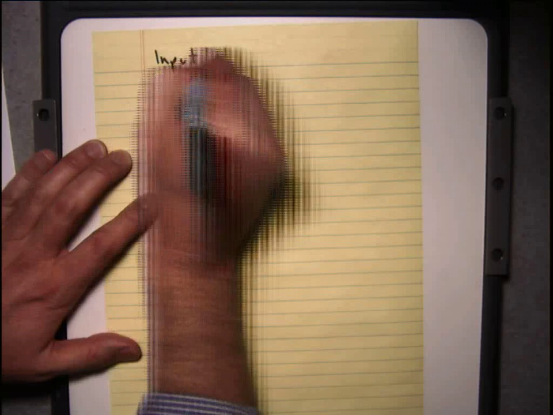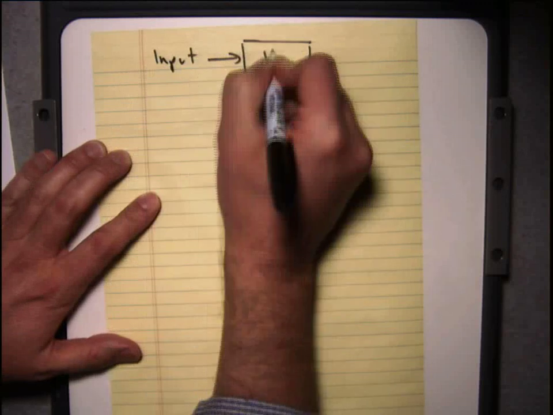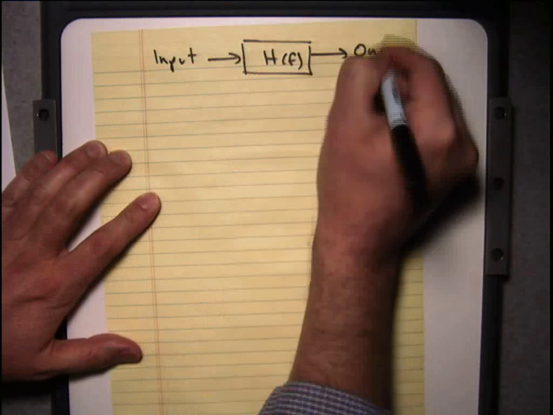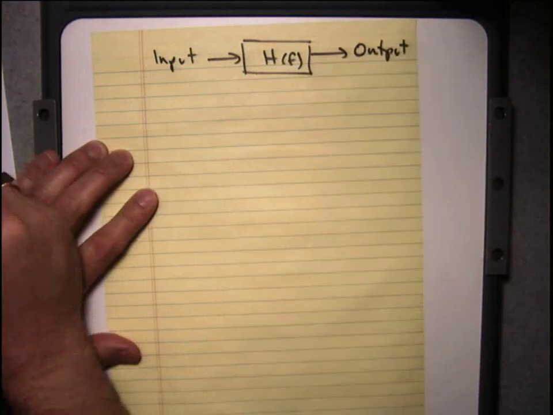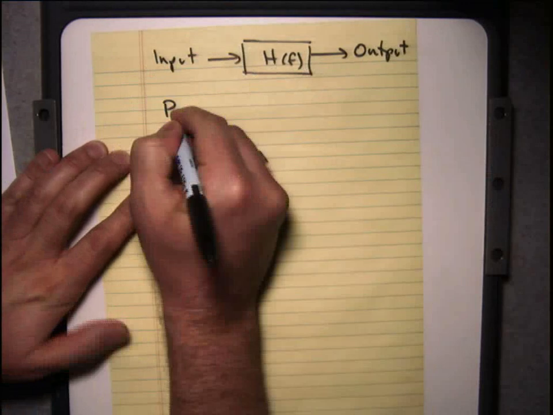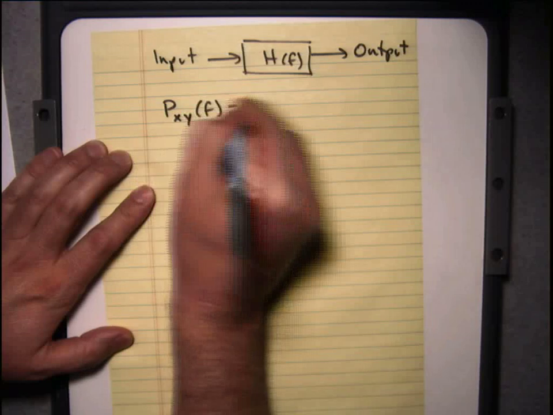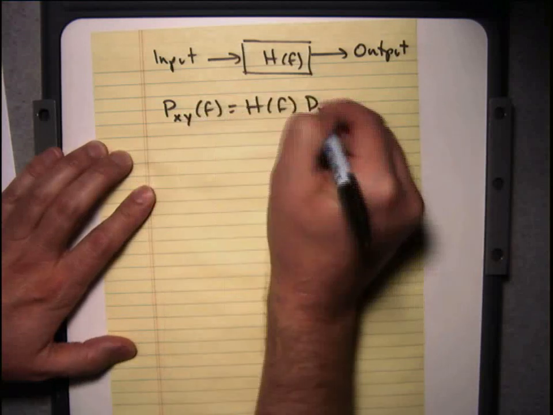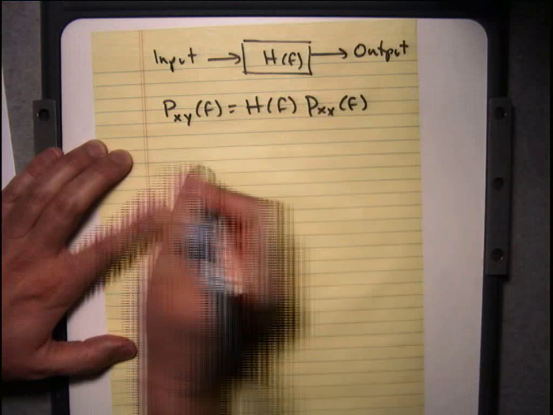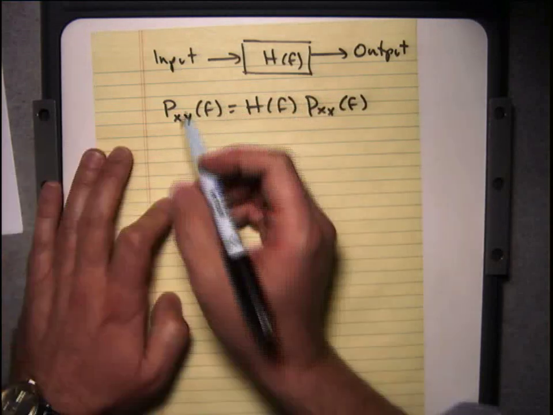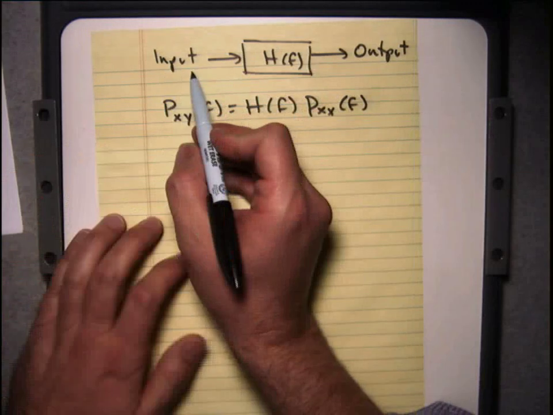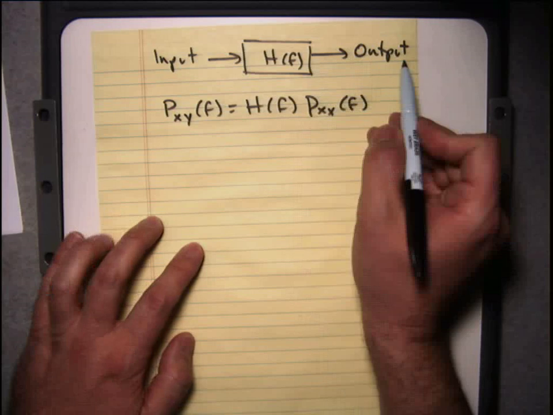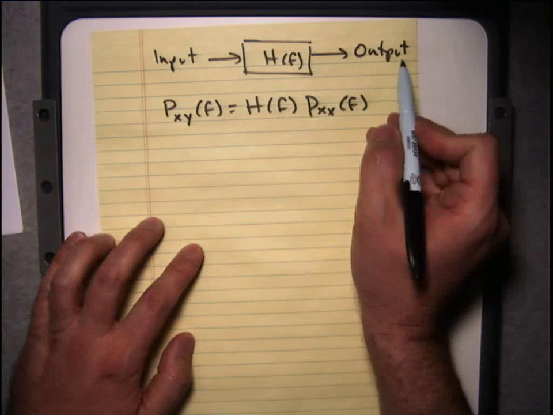So just write down a very simple description of this. Here's the input. Let's look at it in the frequency domain. Here's the output. Let's look at the cross power spectra. Pxy of f is equal to h of f times Pxx of f. So what you can do is give the system whatever input you want and measure the corresponding output. And then you ask yourself the question, what is this h of f?